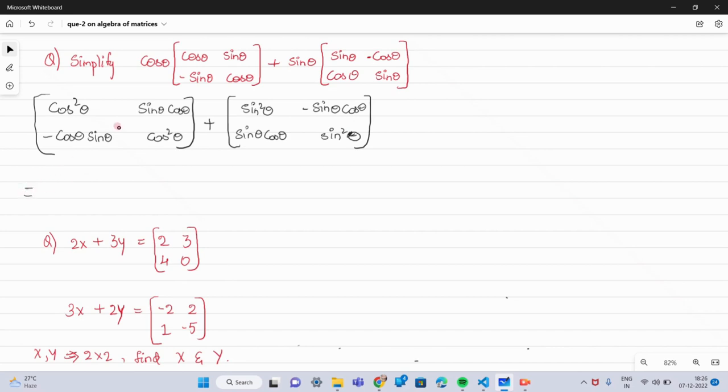You'll get cos square theta plus sin square theta is 1, which is the basic identity of the trigonometry, right? Sin theta cos theta minus sin theta cos theta is 0. Similarly, sin theta cos theta minus sin theta cos theta is 0. Cos square theta plus sin square theta is 1. And this is of order 2 cross 2. This can also be written as capital I, because this is an identity matrix of order 2 cross 2.